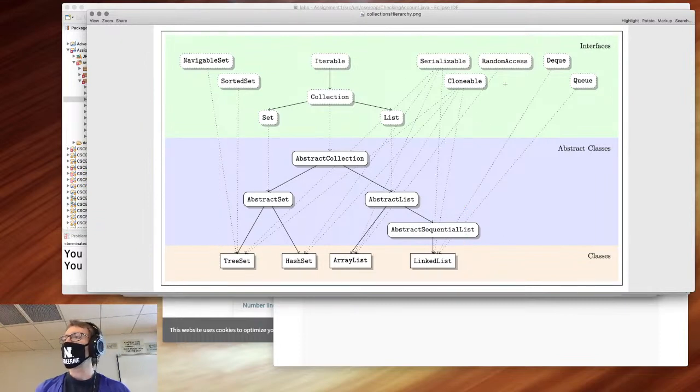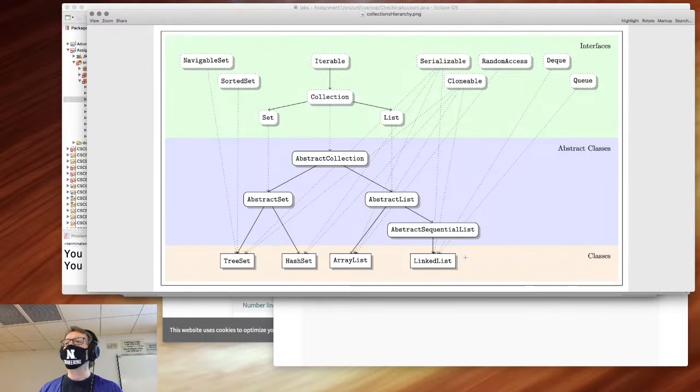However, is that the case with interfaces? No. Look at linked list. It has a serializable, clonable, deque, and queue up here. It implements all of those interfaces. So one consequence of the difference between interfaces and abstract classes is with abstract classes you can only inherit from one class. But an interface, you can implement as many interfaces as you want.